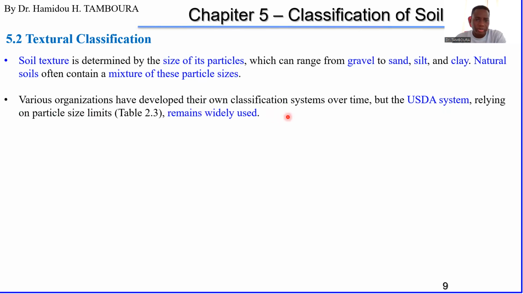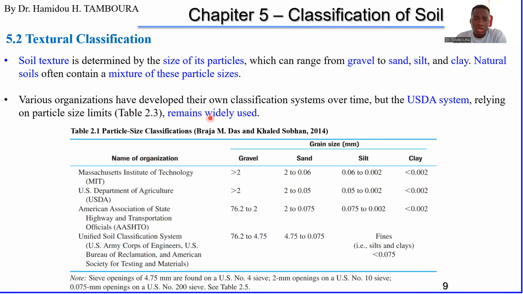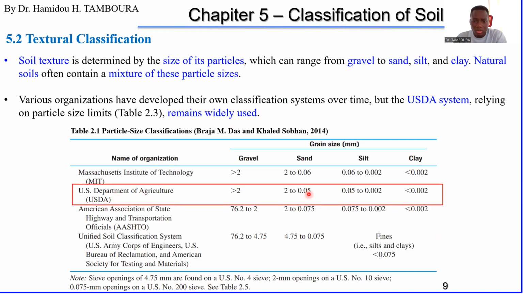There are various organizations that have developed their own classification systems over time, but the one developed by the US Department of Agriculture, which relies on the particle size, is widely used. We saw this in chapter number 2.